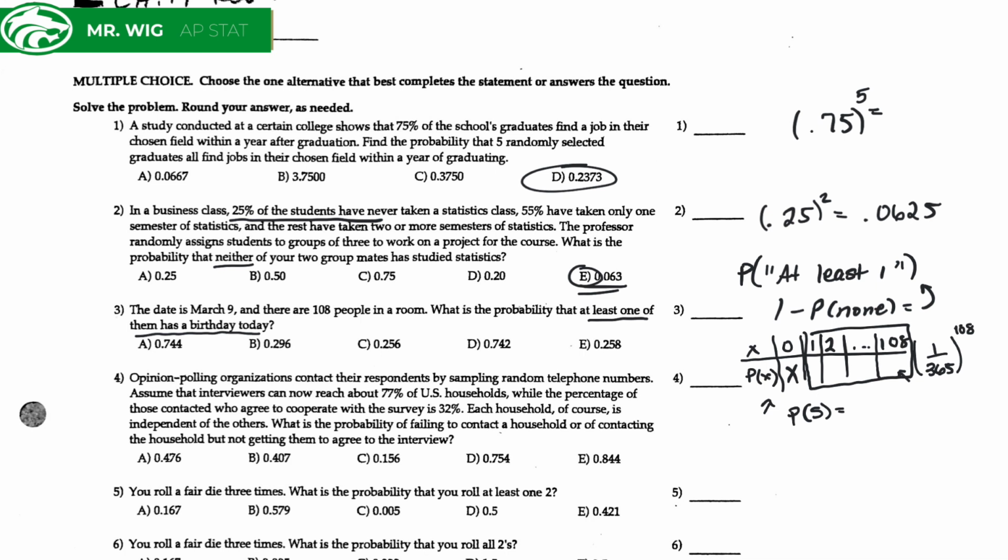So if I can find this, what we know is the probability that something from the sample space occurs is equal to 1. With that knowledge, that means that I can say 1 minus the probability of 0, and that would equal at least 1, right? That's the phrase we were looking at earlier. So we need to figure out what's the probability that no one has a birthday today.